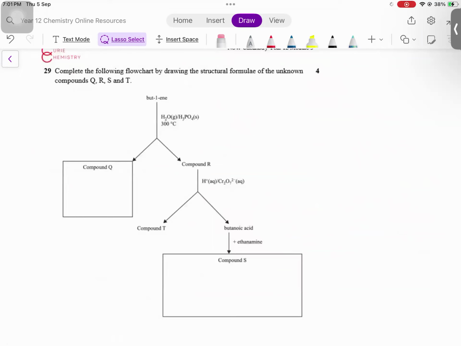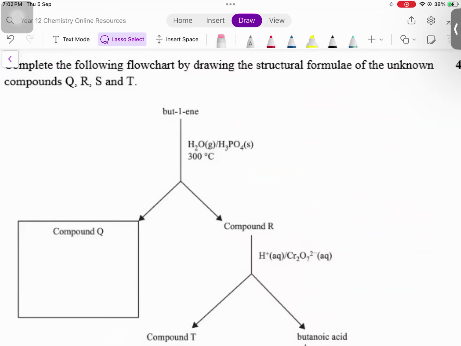Question 29. Complete the following flowchart by drawing the structural formula of the unknown compound Q, R, S, and T. You start off with 1-butene and you're adding H2O. So this is a hydration reaction, and the catalyst this time is phosphoric acid, not sulfuric acid. And then you make 2 chemicals. That's because there's a major product and there's a minor product.